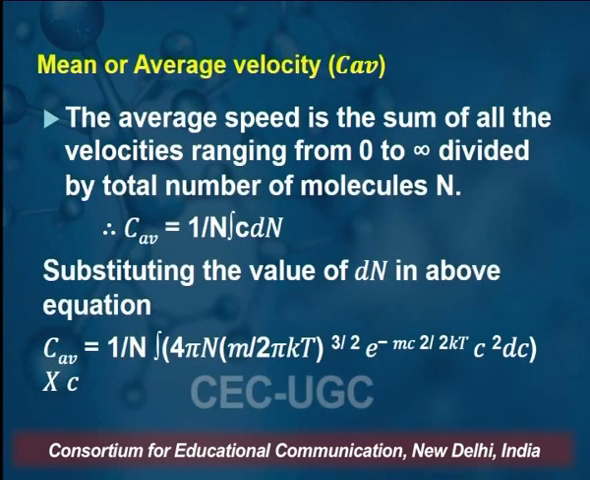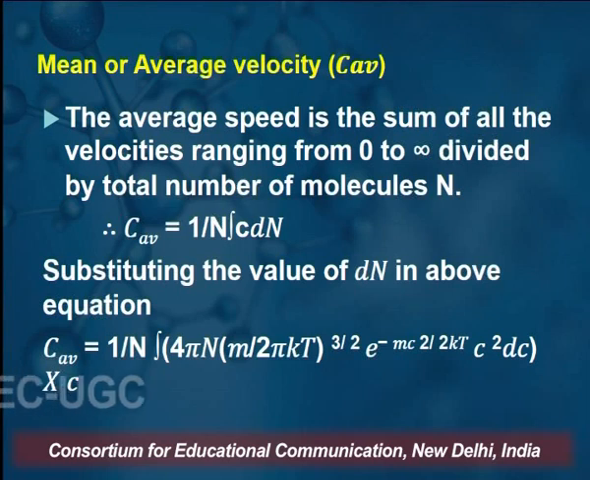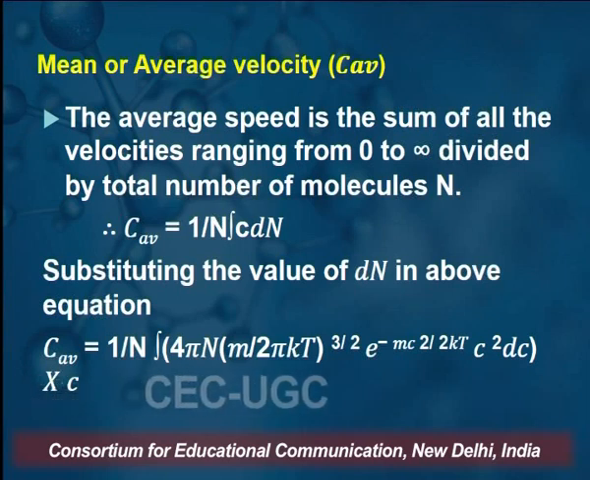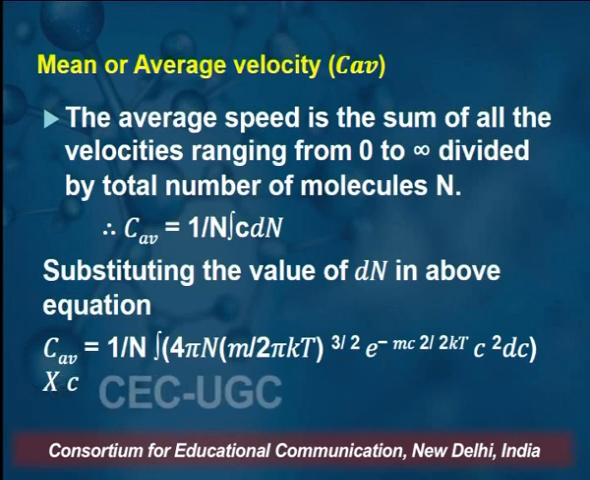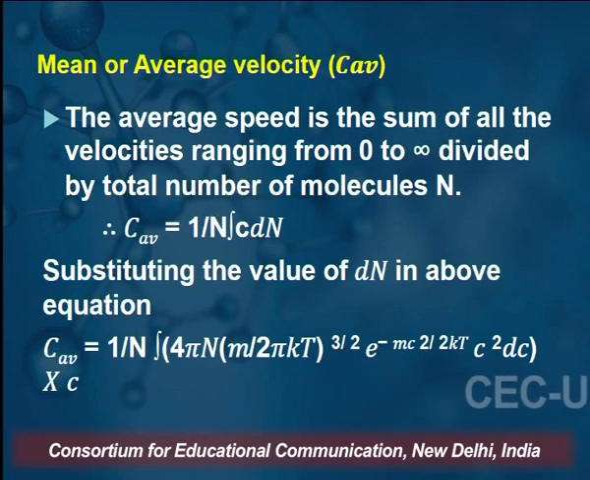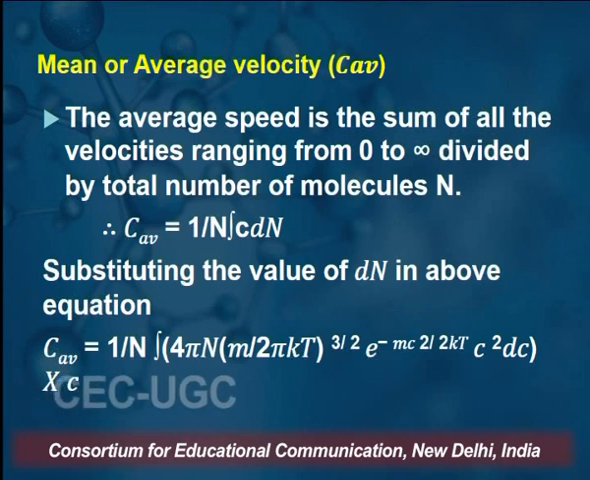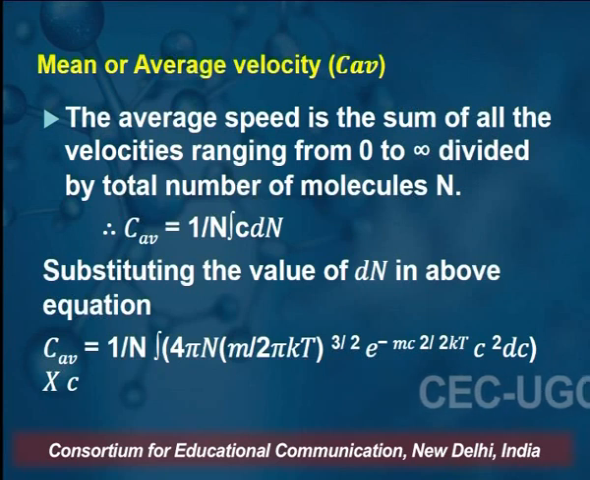So the mean or the average velocity is called C average. The average speed is the sum of all the velocities ranging from 0 to infinity divided by the total number of molecules n. Now, as you know, in my last lecture where I discussed the assumptions of the kinetic theory of gases, we had seen that the gas molecule can have any velocity. It can range from 0 to infinity.